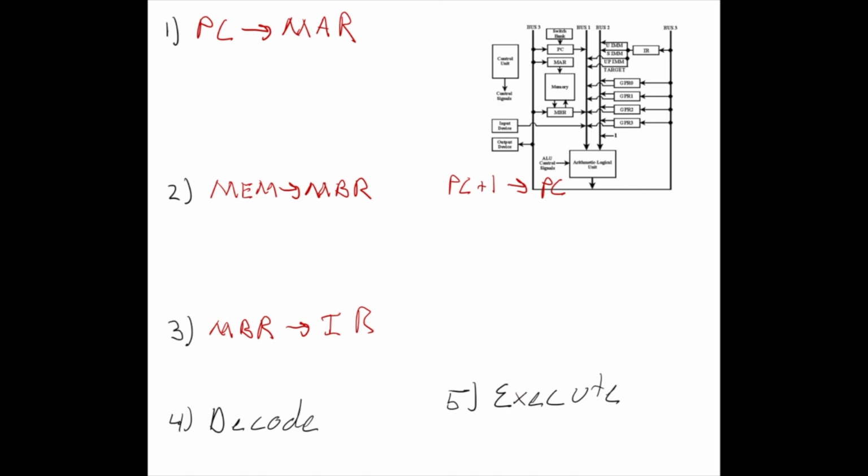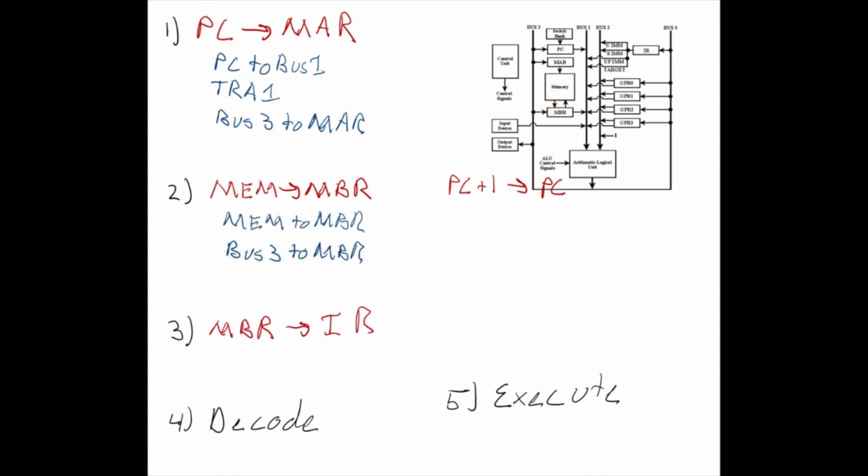So what switches do we need to turn on for each step? Step 1, we want to take our PC, pass it through the ALU, and put it in the MAR. So those switches are PC to bus 1, TRA1, bus 3 to MAR. Now step 2 is to take what's in memory and put it in the memory buffer register. Now those switches are MEM to MBR, and remember that's the mux that's going to shut off that one, and select that input to the MBR. And then bus 3 to MBR is the clock on the register of the MBR.